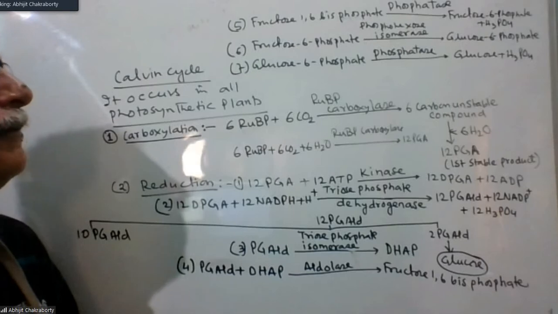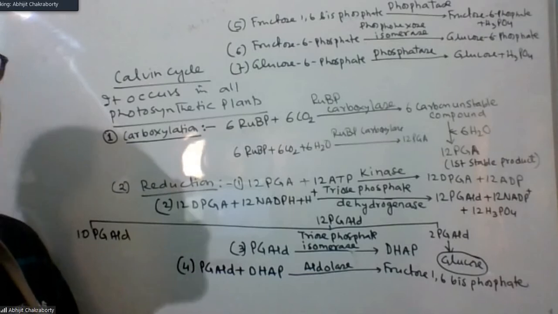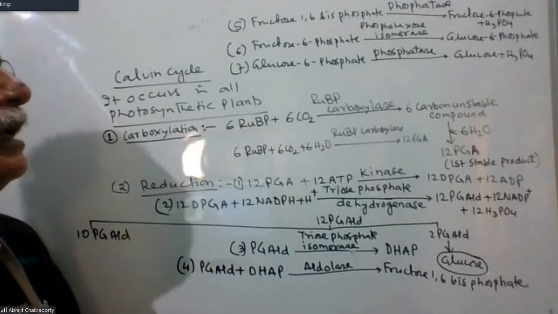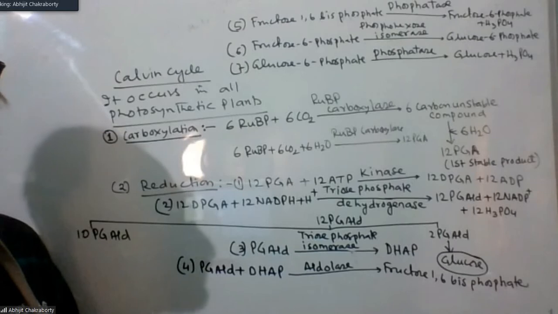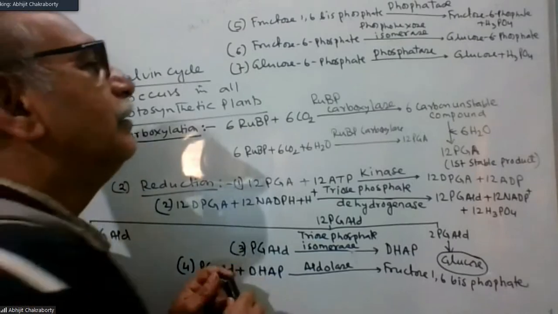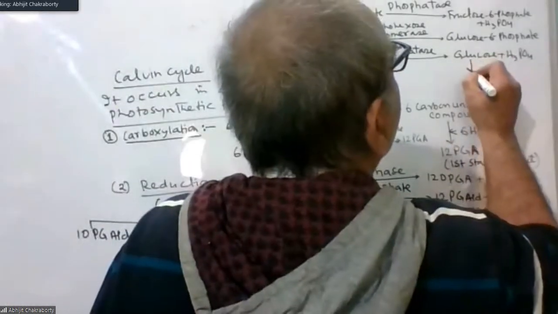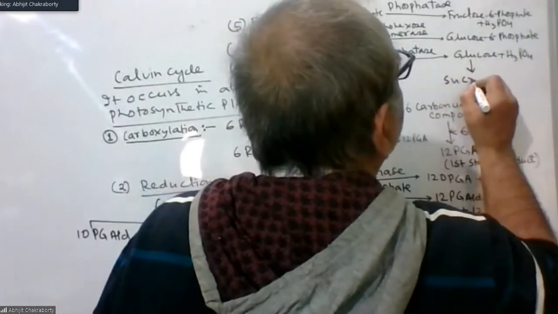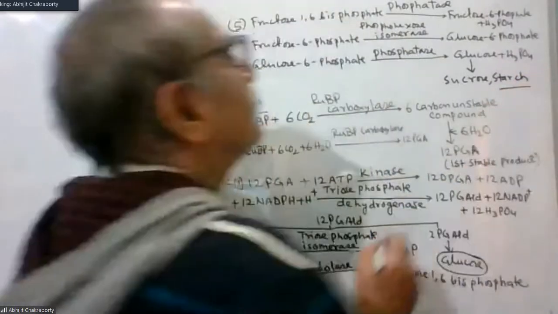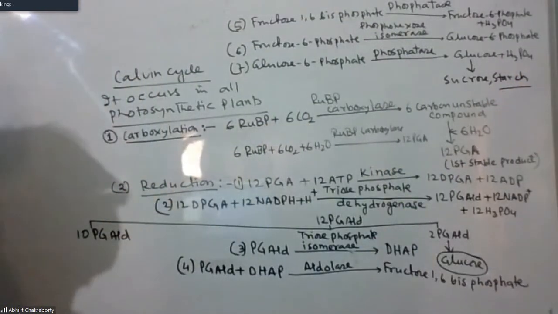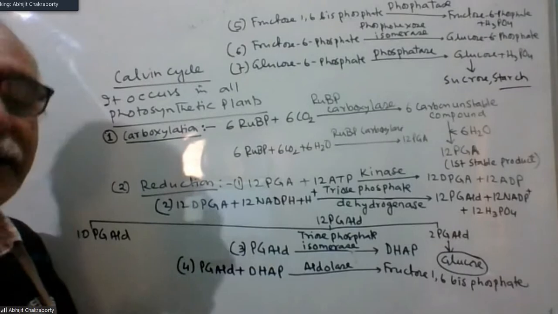Next reaction. Fructose 6-phosphate, in the presence of phosphohexose isomerase enzyme, is converted to its isomer glucose 6-phosphate. Lastly, from the glucose 6-phosphate, the phosphate group is liberated out as H3PO4 and glucose is formed. Eventually, glucose gives rise to sucrose, starch, etc. So this is the second step, reduction.